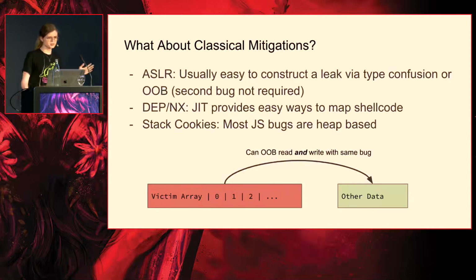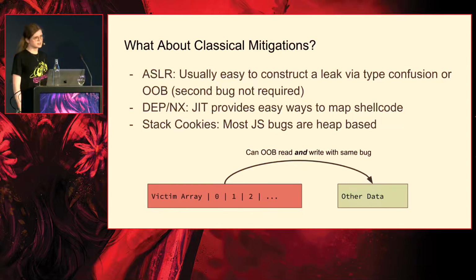I'm sure a lot of you probably recognize these: ASLR, DEP, stack cookies. But honestly, these are not very important when we're exploiting JavaScript, partly due to how powerful JavaScript is in the first place. The primitives that we get from the types of bugs that we're looking at usually give us a way to read memory either out of bounds or potentially confuse a pointer with a floating point so that we can read it and leak that memory. So ASLR, most of the time, you do not need a second bug or anything like that to bypass.